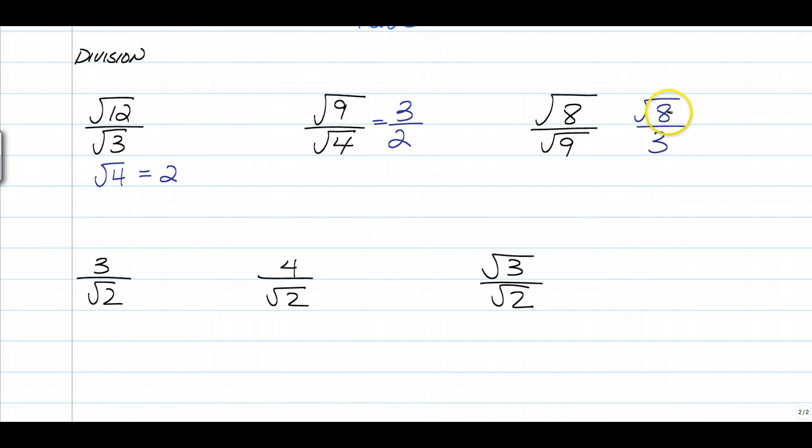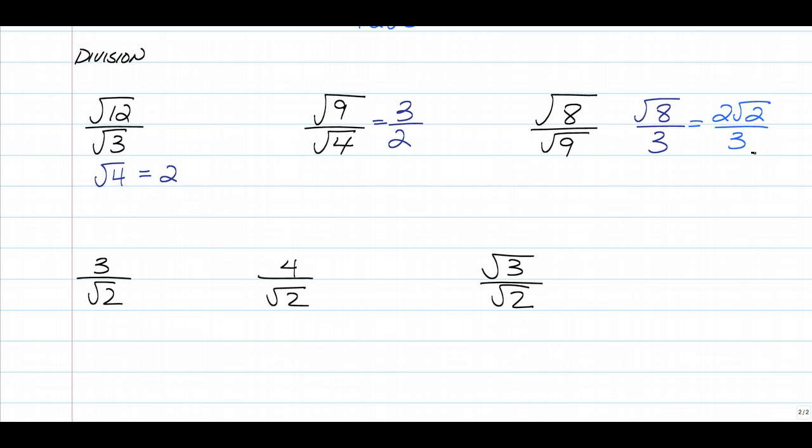It's because we cannot leave a square root of 8. We've done the square root of 8 a few times already in this video. By now you should know it's 2 root 2. So that would be your final answer. You must simplify radicals at all times.